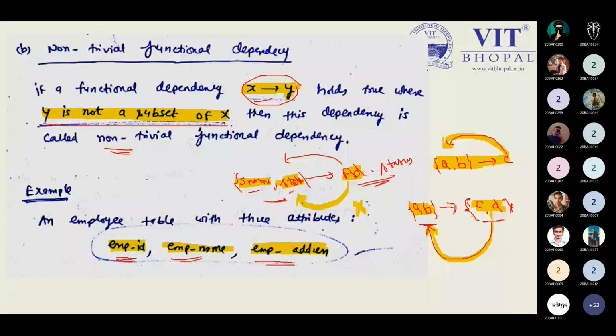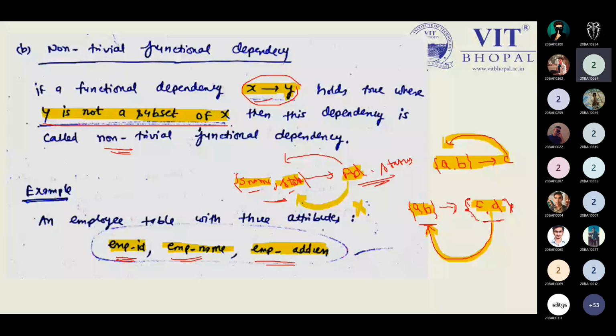Now this is the point. Now it is clear to all, right? And on the right side you can see another example. C and D are the two attributes which depend on AB, but C and D are not part of the AB group or AB set of attributes. So this is known as a non-trivial functional dependency. Okay?